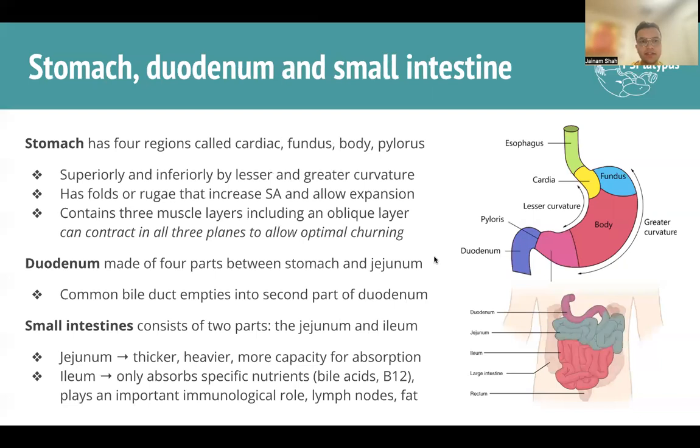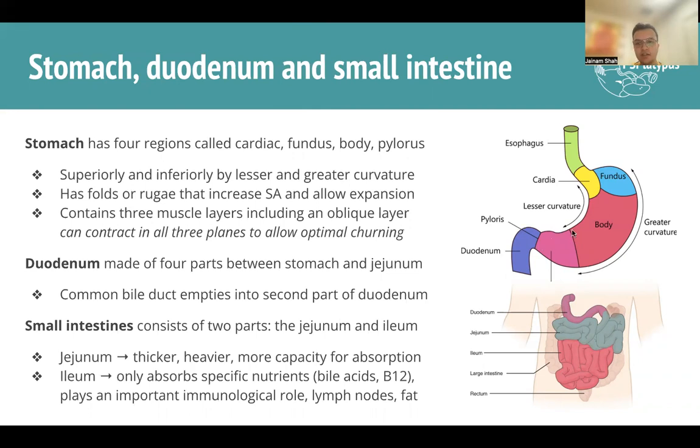All right, now I've lumped together stomach, duodenum, and small intestines because this is really the level that you need to know when it comes to anatomy. The stomach has four main regions: the cardia, that should say cardia, not cardiac, then fundus, body, and the pylorus, from top through to the bottom. Superiorly and inferiorly, we've got the lesser and greater curvatures.